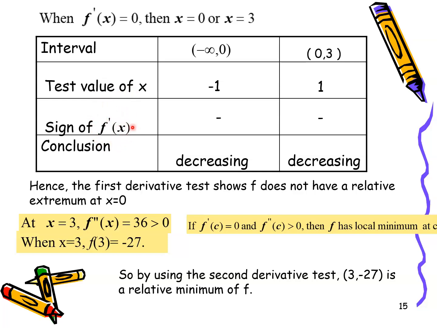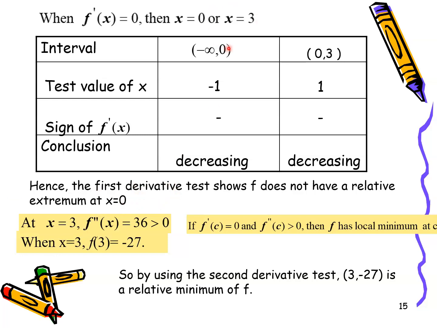This time we're going to use the first derivative because the second derivative mentioned previously, we consider the test as failed. So you're going to use first derivative. So now you have negative, and you substitute -1 into the f prime function, you have decrease, and also this one also decrease. Hence, the first derivative test shows f does not have a relative extremum at x equal to 0. Okay, that one is for x equal to 0.